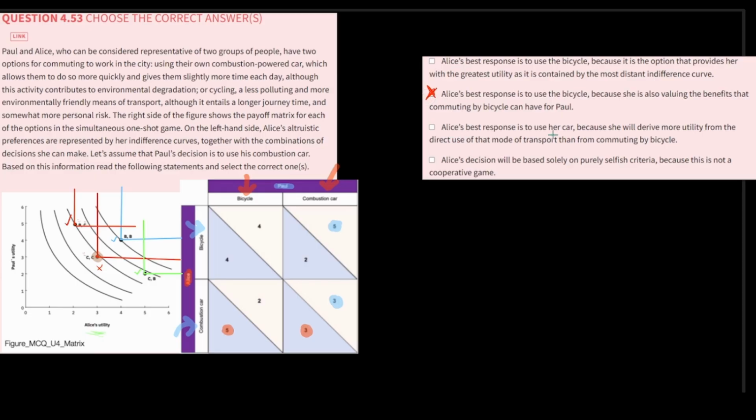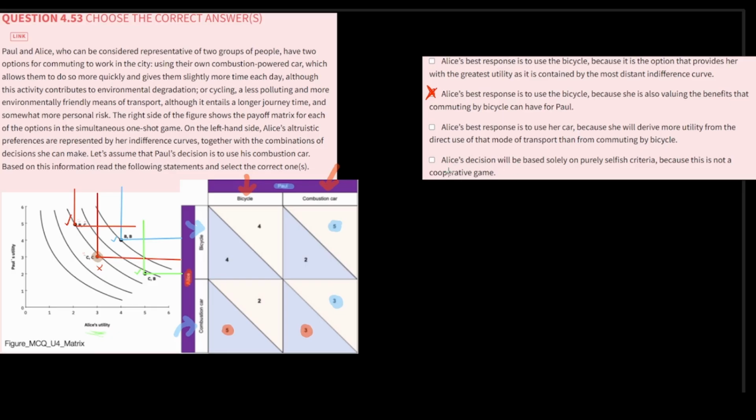3, Alice's best response is to use her car because she will derive more utility from the direct use of that mode than commuting by bicycle. Well, we just took a look. CC is actually below that indifference curve. Because it's below that indifference curve, she'd be better off taking her bike. So, no, that one's false as well.